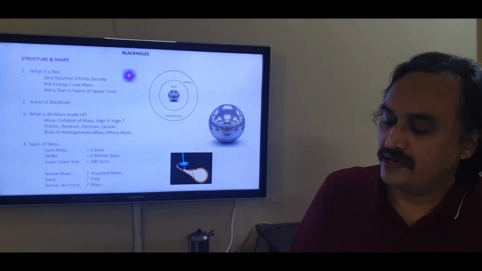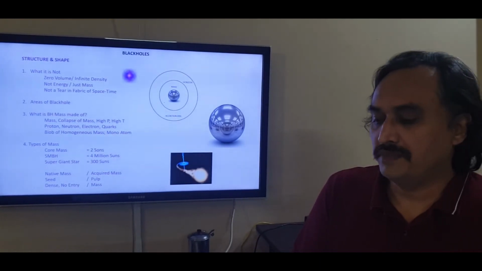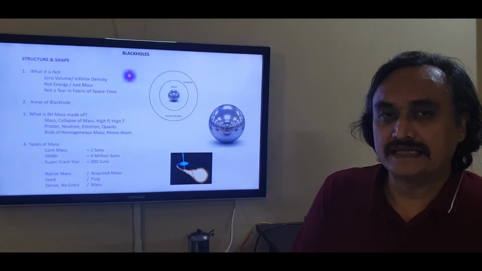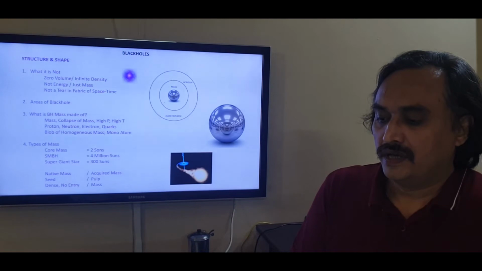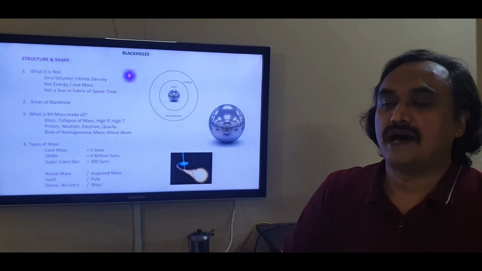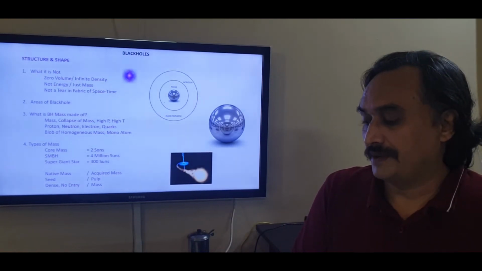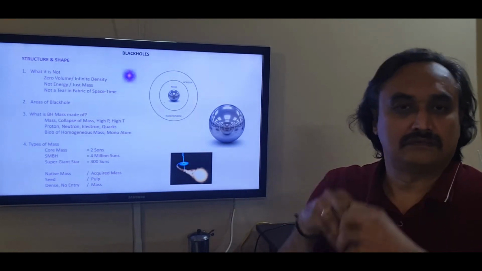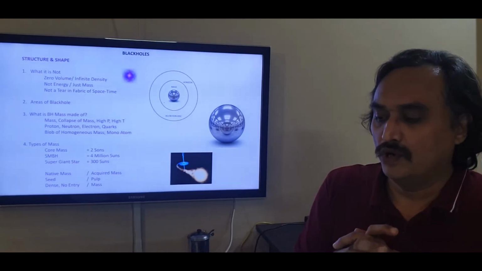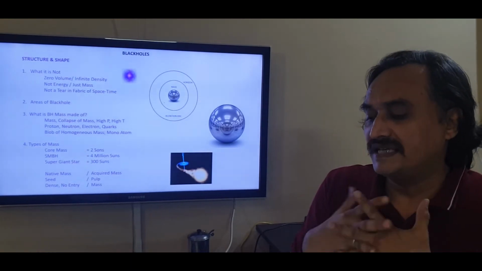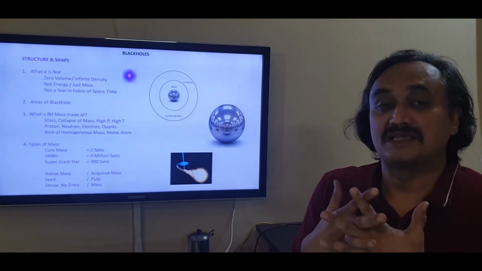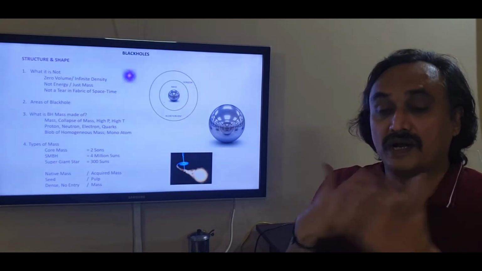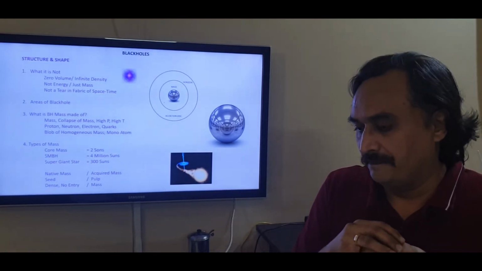Now let's go and check on the structure and the shape. As I said before, before we see what a black hole is, let us see what it is not. It is generally said that when the star collapses, it collapses to a point where all the mass is represented in zero volume and infinite density. Zero volume would mean that mass does not exist, which means all the mass from the original parent star got converted into pure energy. That is the only way.